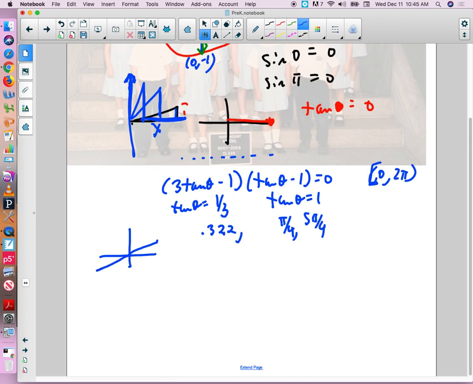But isn't tangent also positive in this quadrant? So how can I find the other one? If this is 0.322, what is this over here? So how am I going to find it? You subtract from 180. Or I mean pi minus... plus pi. Don't you want to go to pi plus 0.322? Yes. Okay, I heard some minuses in there. So I want to go over to pi and go 0.322 more.